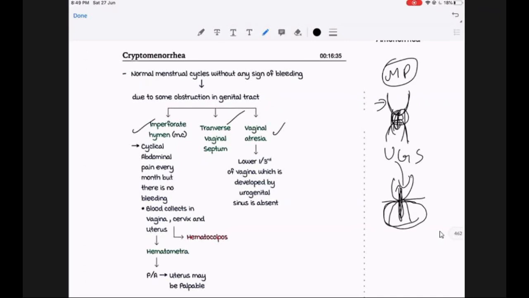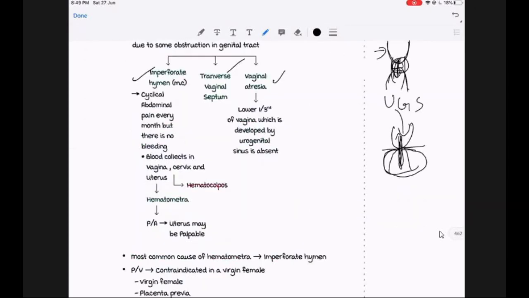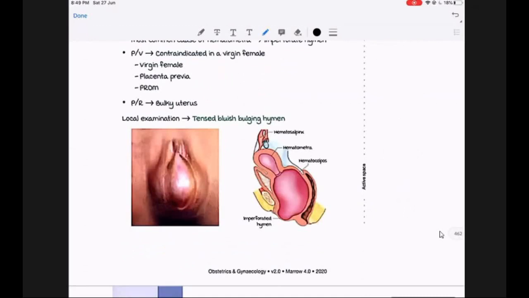How is the vagina formed? You need to know that it is formed from your Mullerian duct and your urogenital sinus. Okay, this is how it can look.